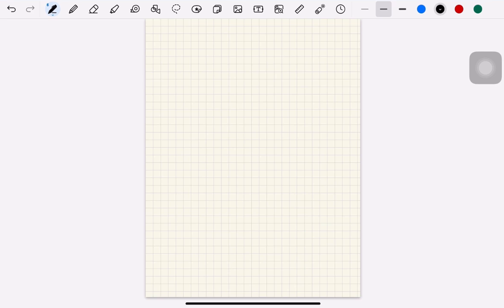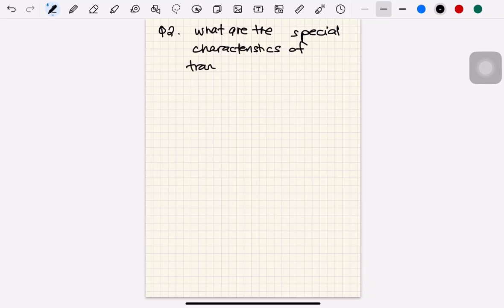Okay, second question that could be asked in transitional element ialah the special characteristic. What are the special characteristics of transition elements? Okay, so first one, they have multiple oxidation numbers.